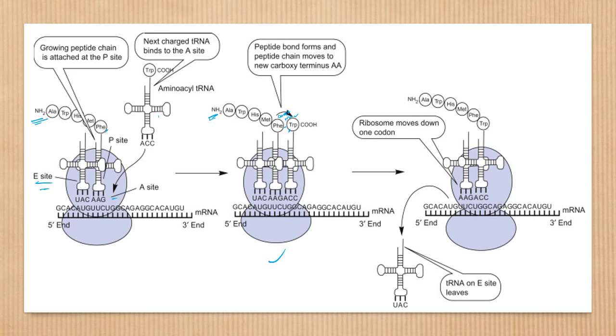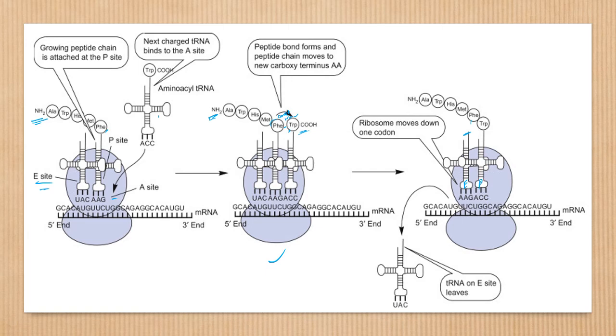It will exit now. See in this diagram, AAG, that is the P site. What does it represent? Phenylalanine. It goes into the exit. That means here the amino acid is not there. It has entered into the polypeptide chain. That means the P site tRNA goes on to the exit, and this tryptophan amino acid molecule comes on to the P site. So it is E and it is P.